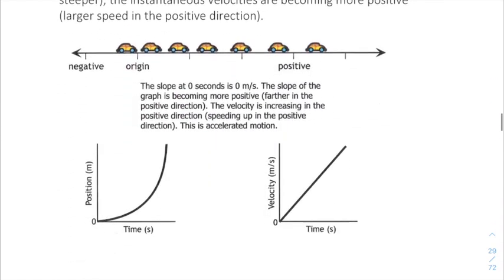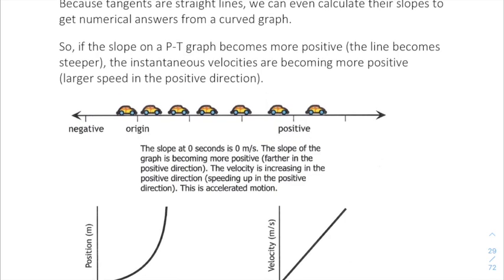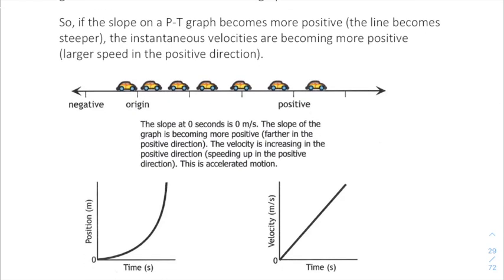So let's look at this example here. Here we have a car, and each picture of the car is supposed to be at a different time point, starting from the origin and moving towards the positive direction. And we notice the space between the cars at each of the pictures we take. Imagine we had a camera taking pictures every second. Then we notice the car is moving over to the right a little bit farther each time. So the slope at 0 seconds is going to be 0 meters per second. But then the slope of the graph becomes more positive the farther in the positive direction we move through time. So the velocity is increasing.